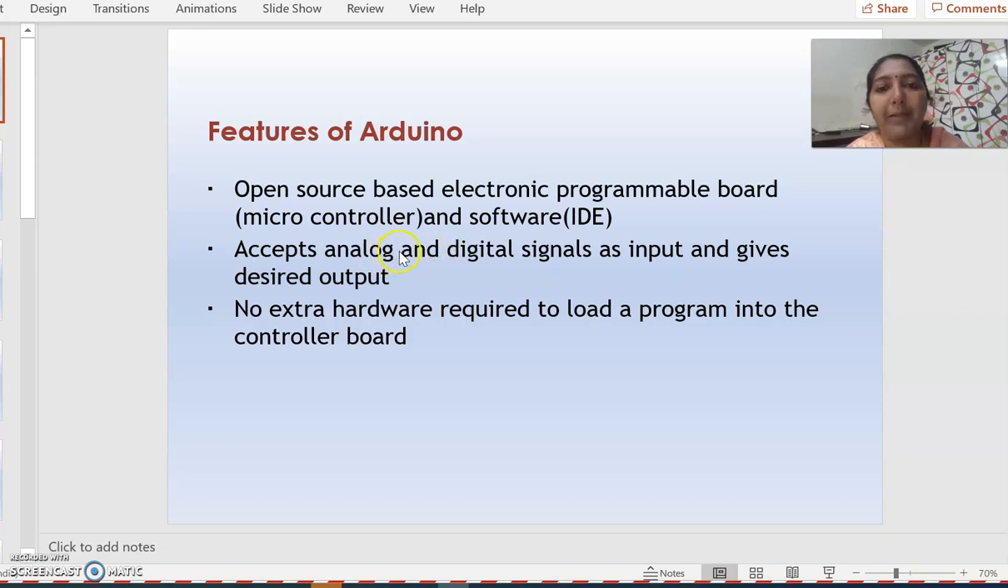Arduino IDE. And the next important feature of the Arduino is it accepts both analog and digital signals as inputs, and it gives the desired output. And one more point is, when compared to ordinary microcontrollers, it doesn't require any extra hardware to load the program as well as to control the board.